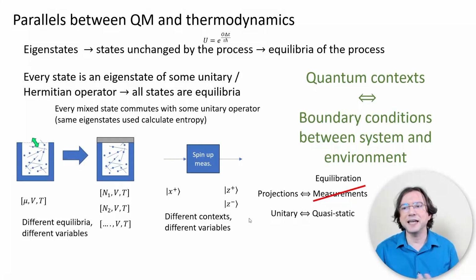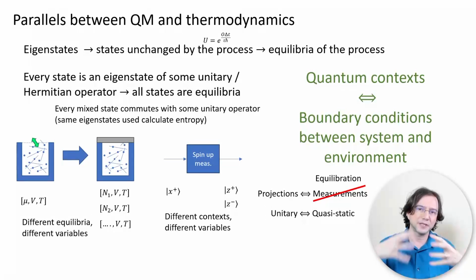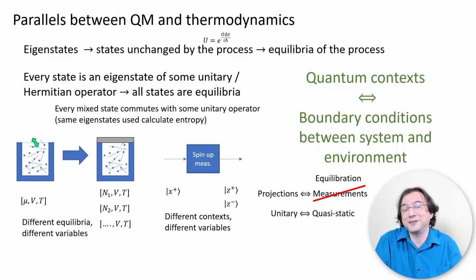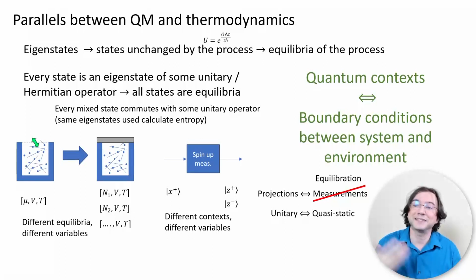Now, this idea gives us a very strong parallel between quantum mechanics and thermodynamics, which again allows us in principle to build a general theory. So the idea is that the eigenstates are really states that are not changed by the process. If you have the process, the eigenstates remain what they are. And so we already have another word for this in physics. They are equilibria. And so every eigenstate is an equilibrium of the process, and you can show that every state is an eigenstate of some unitary Hermitian operator.